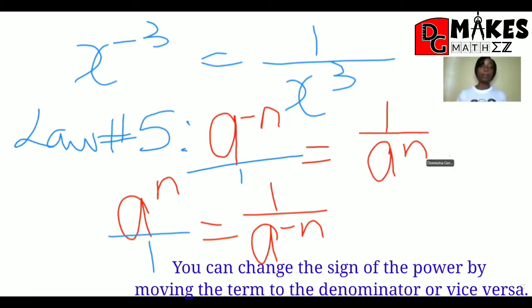Good. The sign of the power changes if the term is alternated between the numerator and denominator. All right.